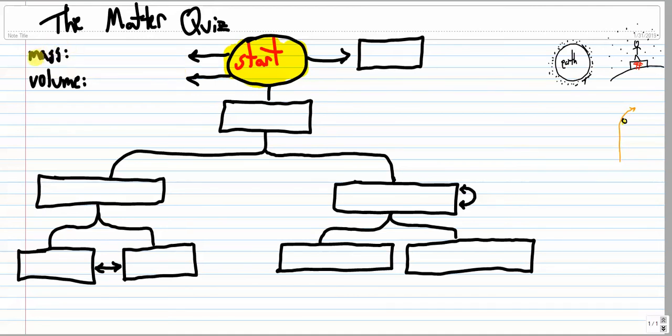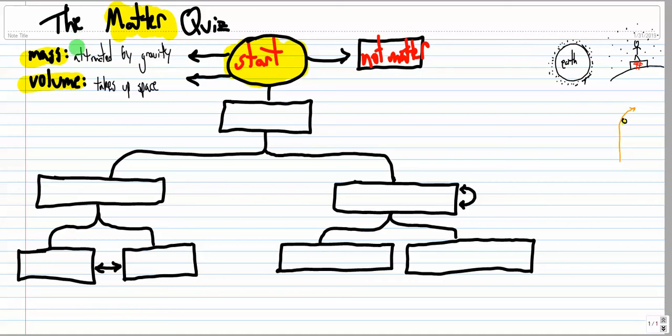So the two questions are, does it have mass and does it have volume? If it has those two things, then it is indeed matter. And if it fails either one of those tests, then it is not matter. So let me write a little bit in these spaces here, and I'll be right back.